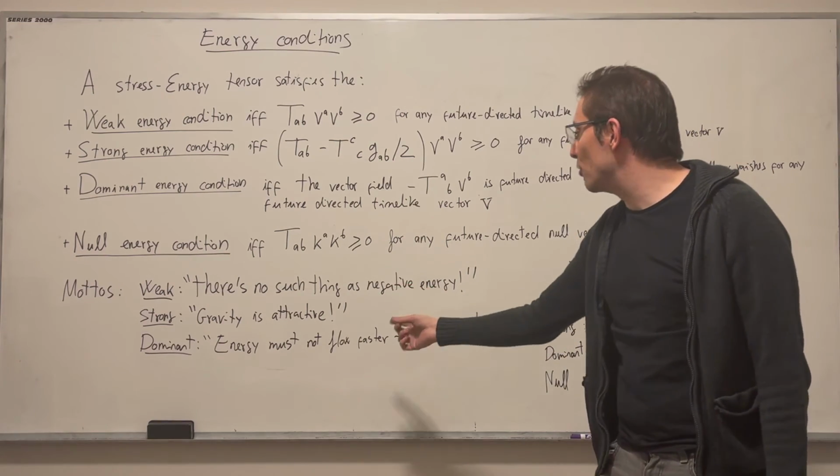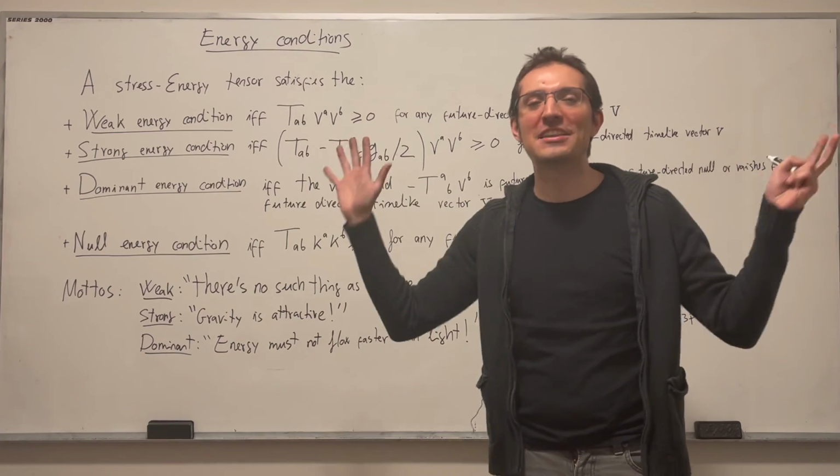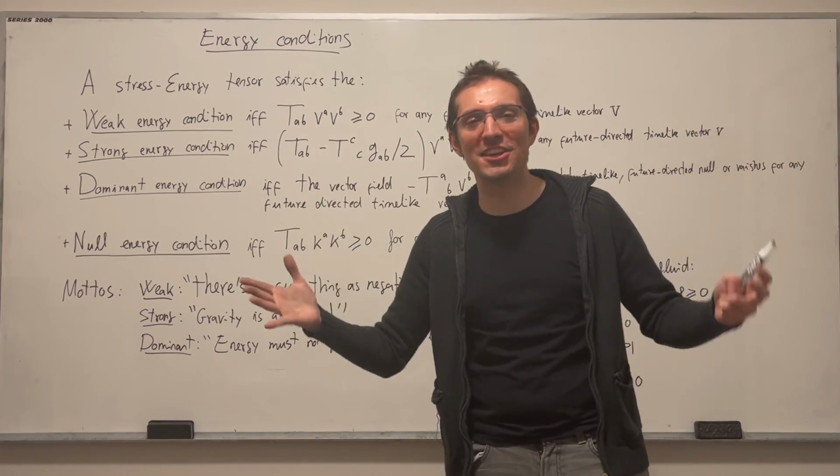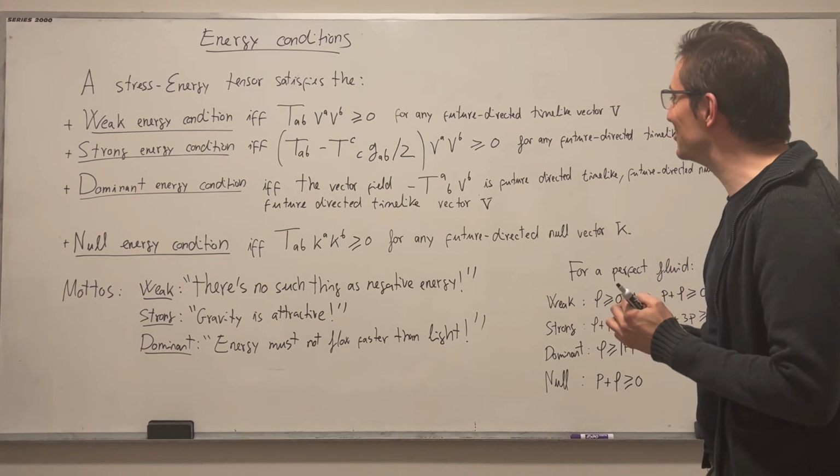Energy must not flow faster than light. The dominant energy condition tells you no such thing as faster than light flows of energy. Go home. All right. Now finally, the null energy condition.